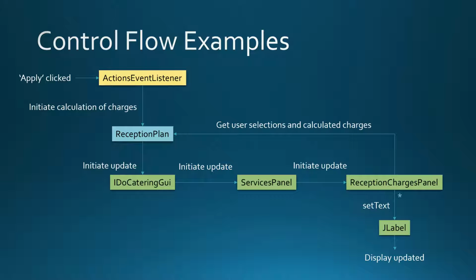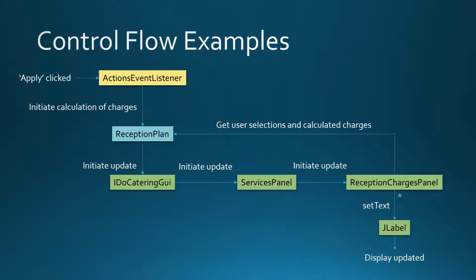So the reception plan is going to initiate the update process by invoking a method of the iDoCateringGUI. And remember, the iDoCateringGUI represents the entire window. That window, as we said, really has 3 components. It's got the guests panel, it's got the services panel, and it's got the actions panel. That is, our overall GUI is hierarchically organized.